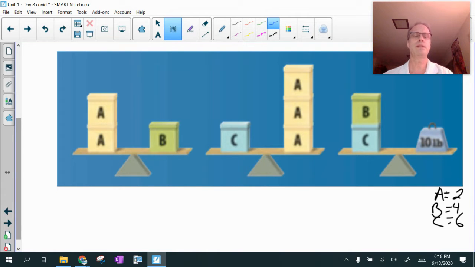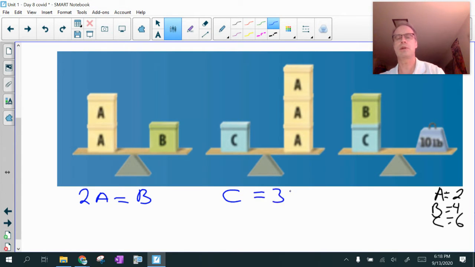Well, because this is a balance in this situation here, I can say that these two values are equal. So I'm going to say that 2A has to equal B. And over here I can say that C is equal to 3A. And once again, I can say B plus C is equal to 10. Now that looks very impressive and unfortunately a little bit intimidating, because now I have three equations and I'm using, well, three different variables, but not all of them at the same time.